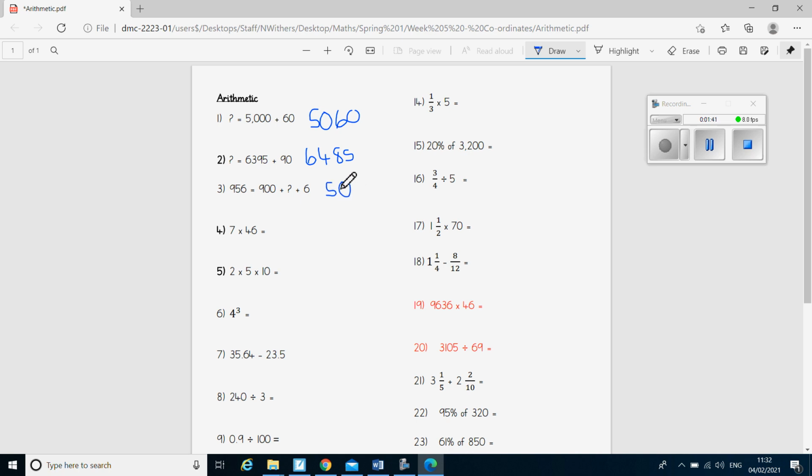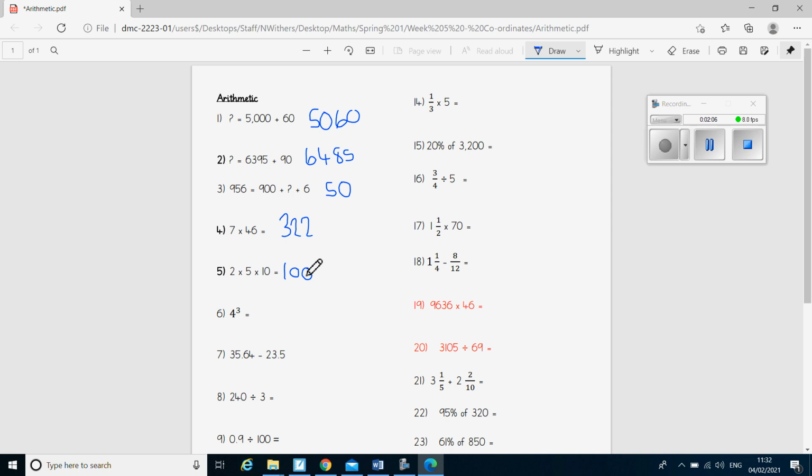Question 4 was a short multiplication. The answer we were looking for in that one was 322. Question 5, we've got 2 times 5 times 10. First of all, we need to do 2 times 5 and then times the answer by 10. So 2 times 5 is 10, times by 10 gives me the answer 100.